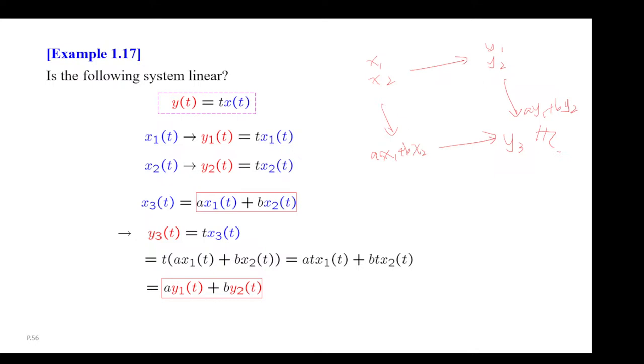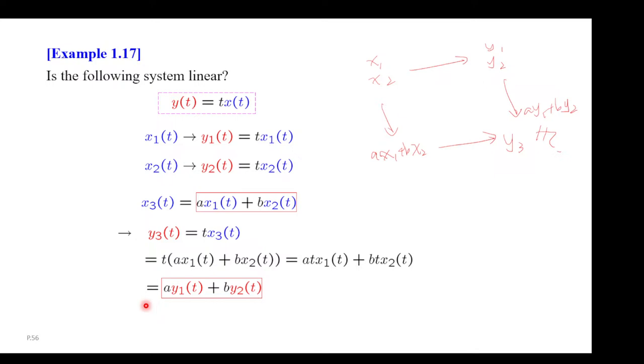And so we have a x1 plus b x2 here, and then you go to y3, which is just t times this thing. So t times a x1 plus b x2. And this seems like a really linear thing. Anyway, you multiply the t in, so it's a t x1 plus b t x2. Then you see this is exactly a y1 plus b y2, so this system is linear.